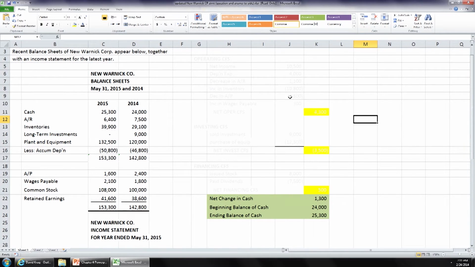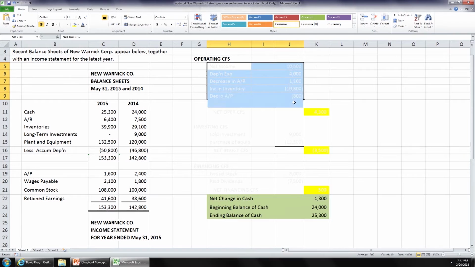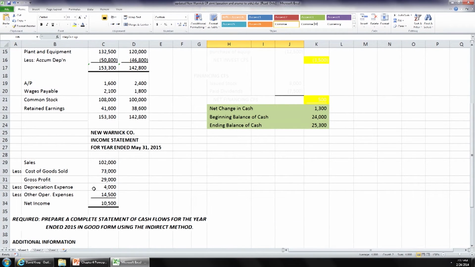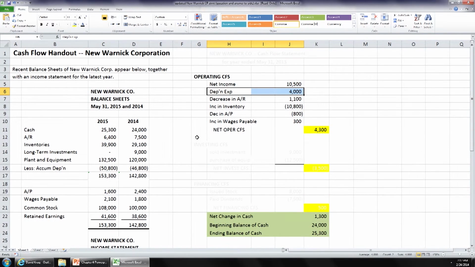What's the first thing I always have you do? That is prepare the operating section. Isn't that the first thing I taught you? Yes. Okay. Now you guys have done this enough. What'd you get as your net operating cash flows? Anybody? 4,300. 4,300. Very good. And you just did that the same way. You took the net income, you looked to see if there were any non-cash expenses that you needed to add back. Of course, you got that off of the income statement. Got the net income off of the income statement as well.